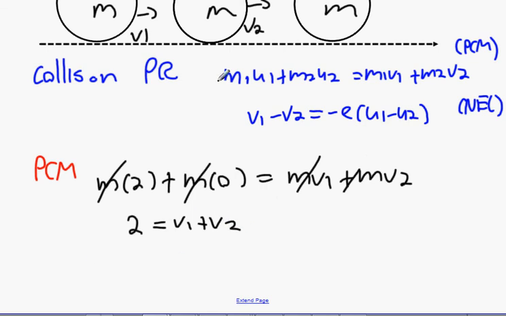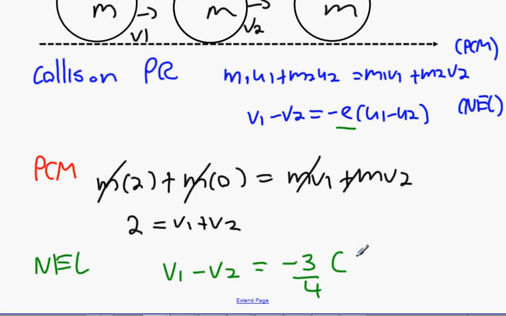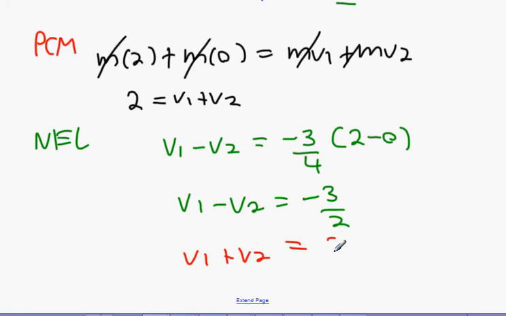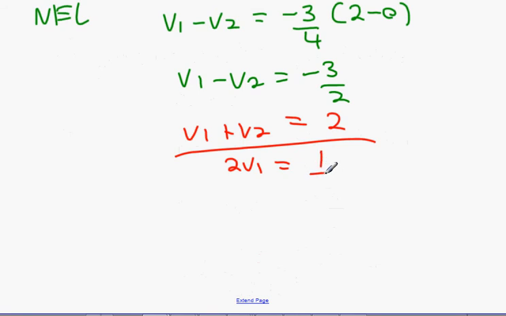Okay, then we're going to do NEL. We get V1 minus V2 equals minus 3/4 because it's E, times U1 minus U2, which is 2 minus 0. Then we get V1 minus V2 equals minus 3/2. And now we have two equations ready to go for the simultaneous equation. So we have V1 plus V2 equals 2. We're going to get 2V1 equals a half, V1 therefore equals 1/4.